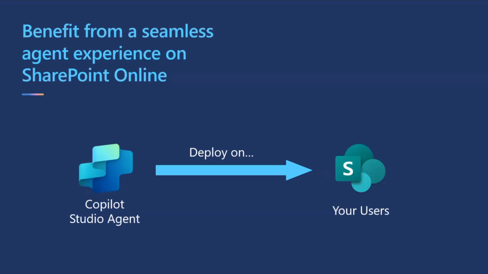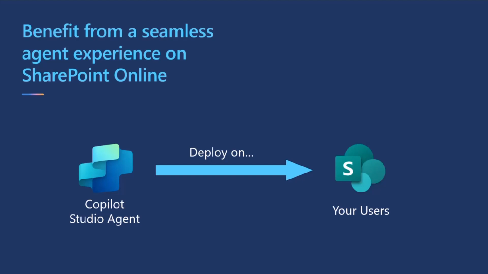So let's begin by outlining the main topic. Suppose your organization has already built a Copilot Studio agent. You would like your users to interact with this agent directly on a SharePoint site. You might already be aware that Copilot Studio allows you to deploy your agent to many channels, including Teams and SharePoint. So natively, out of the box, you can deploy a Copilot Studio agent into SharePoint.